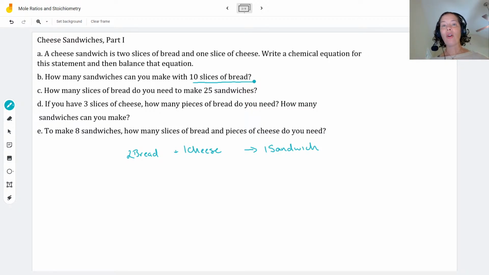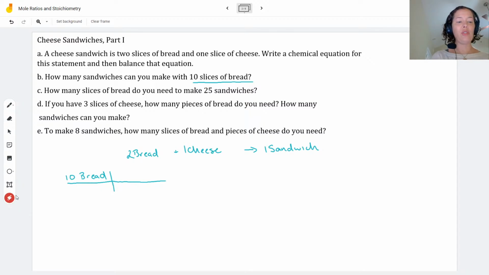So what I do is I start with what I've been given. I have been given 10, instead of saying slices, this is just going to take me forever to write, I'm going to say 10 bread. And I want to predict sandwiches. Well, what I'm going to do is use the mole ratio, if you will, between bread and sandwich. And what I mean by that is the numbers written in front of these. So you can see I have a 2 written in front of bread and a 1 written in front of sandwich. This is what I would call the mole ratio of bread to sandwich.